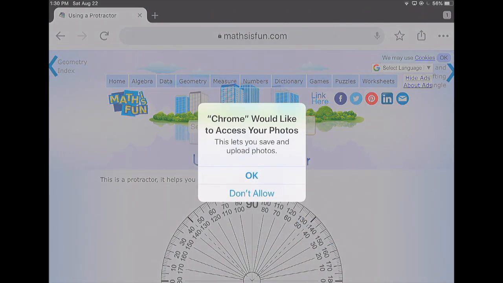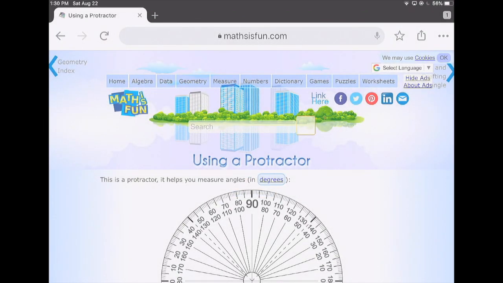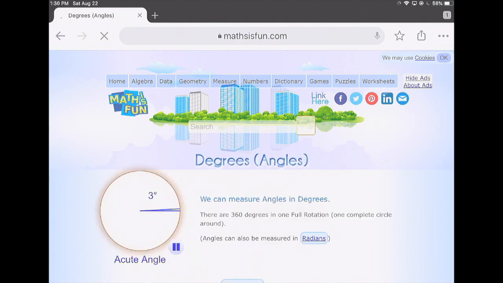Okay, we're going to allow it to use our photos. Before I leave that, I might as well bring up on the website the different measurements here, showing that there's 360 degrees in a circle.